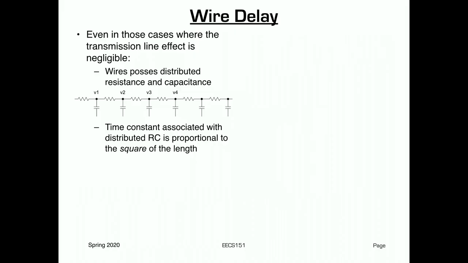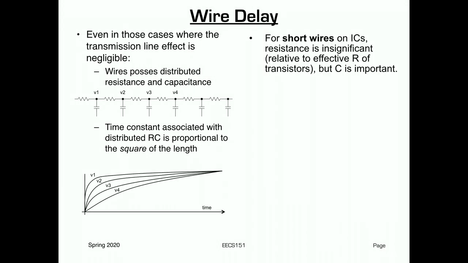Okay, so let's keep going with wires, though. In most cases, transmission line effect is negligible, but wires have R's and C's. I said this, that the time constant is proportional to the square of the length of the wire. But for short wires, like wires that connect between logic gates or connect the output of some register to some logic gates, those wires are relatively short and the resistance is not significant compared to the resistance of the transistors themselves. Right? The resistance in transistors is probably around 1,000 ohms, maybe a few hundred ohms, something like that. The resistance in a short wire is probably a few ohms. So usually we can just ignore that.